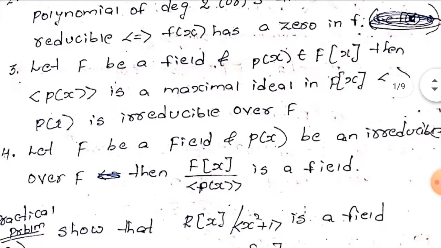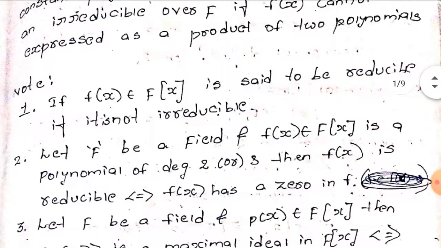Fourth note point: let F be a field and p(x) be an irreducible polynomial, then F[x] by generator p(x) is a field. Simply, if p(x) is irreducible, directly we can say this formation F[x] by generator p(x) is a field. Remember these 4 note points.